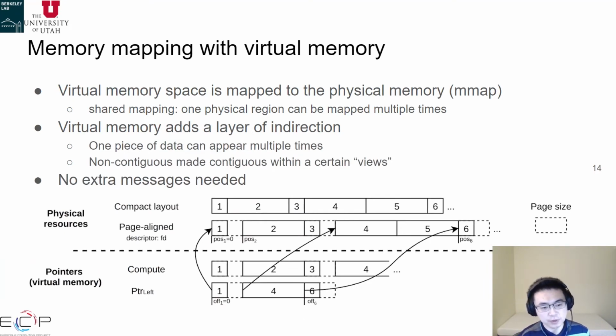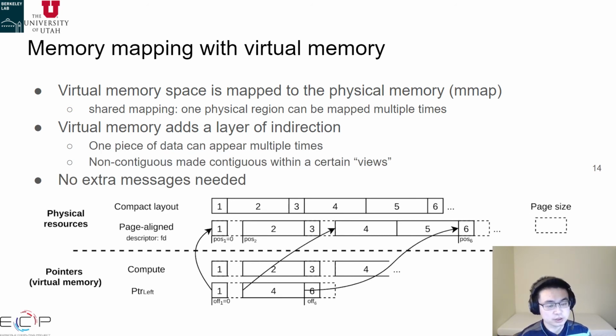And then after, we can add another layer of indirection in the form of memory mapping. This is using the virtual memory space, which we can map to the physical memory using mmap calls. And this process also allows us to create shared mapping, where one physical region can be mapped multiple times. And this allows a piece of data to appear multiple times in memory, which means that non-contiguous regions in the physical memory can be made contiguous if we map them consecutively in the virtual memory.